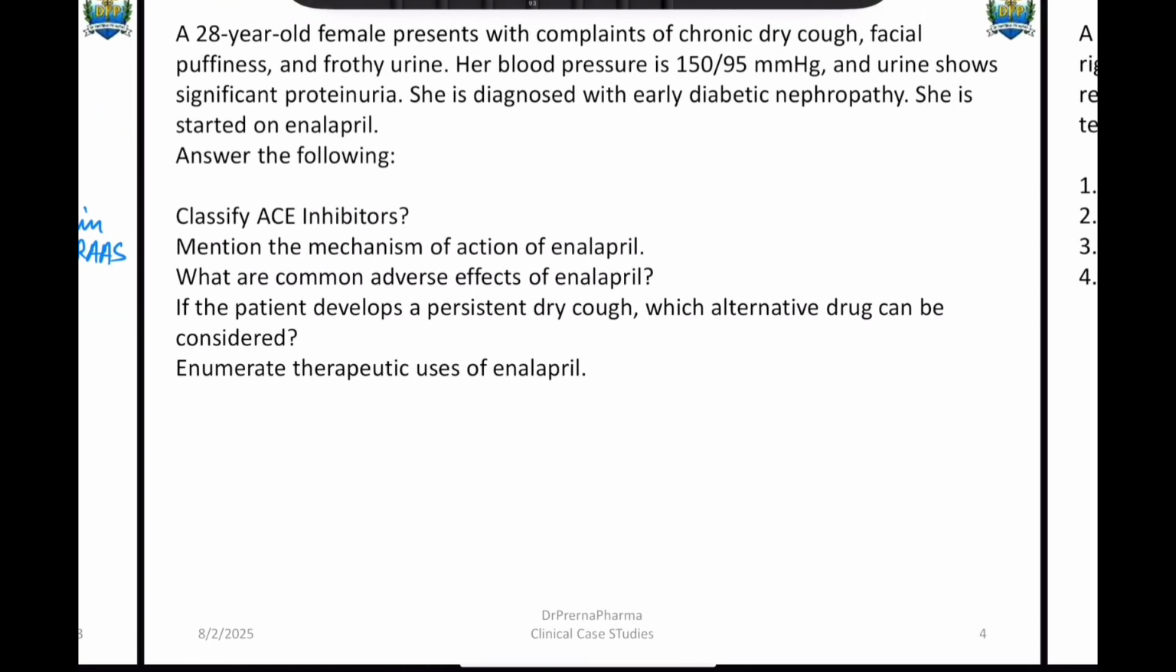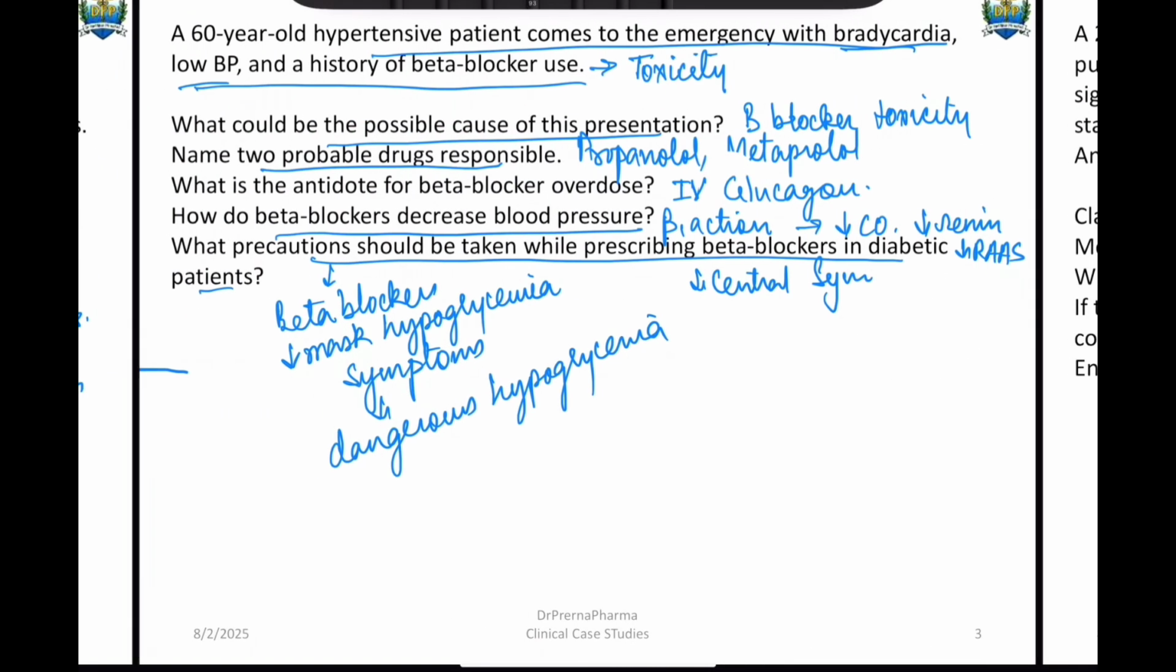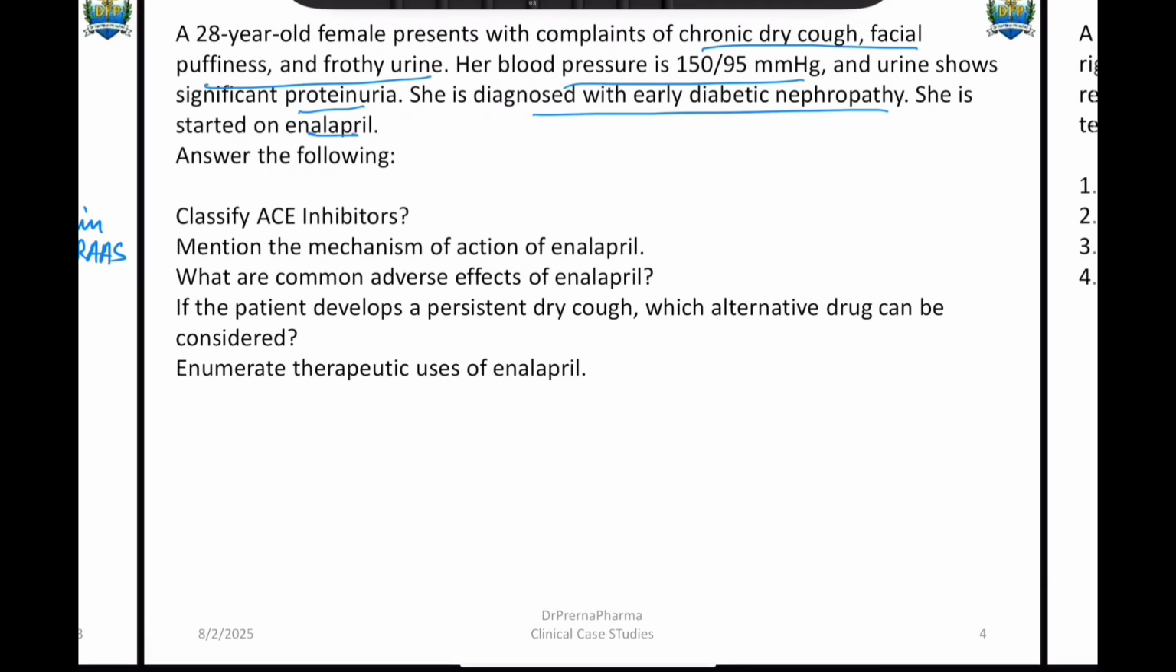A 28-year-old female presents with complaints of chronic dry cough, facial puffiness and frothy urine. Blood pressure is 150/90. Urine shows proteinuria. Diagnosed with early diabetic retinopathy. She is started on enalapril. This looks like a case of diabetic nephropathy, right? And enalapril is started. Now classify ACE inhibitors.